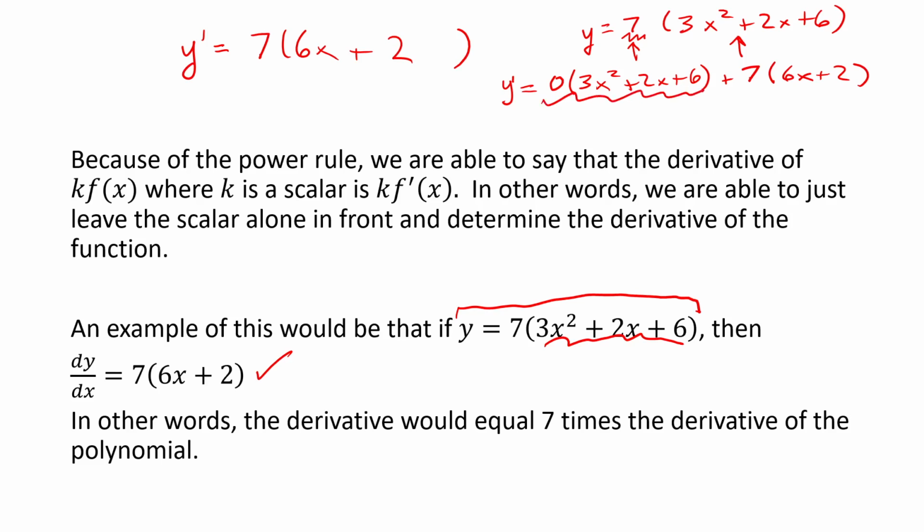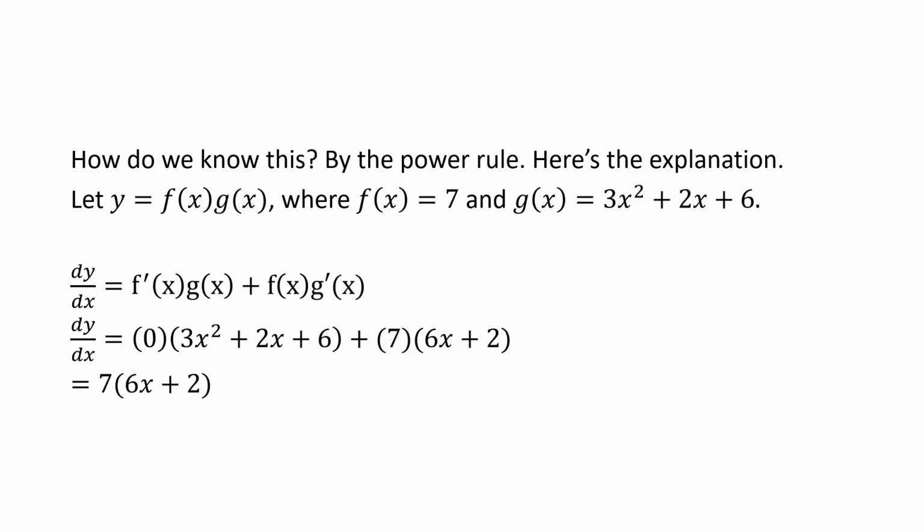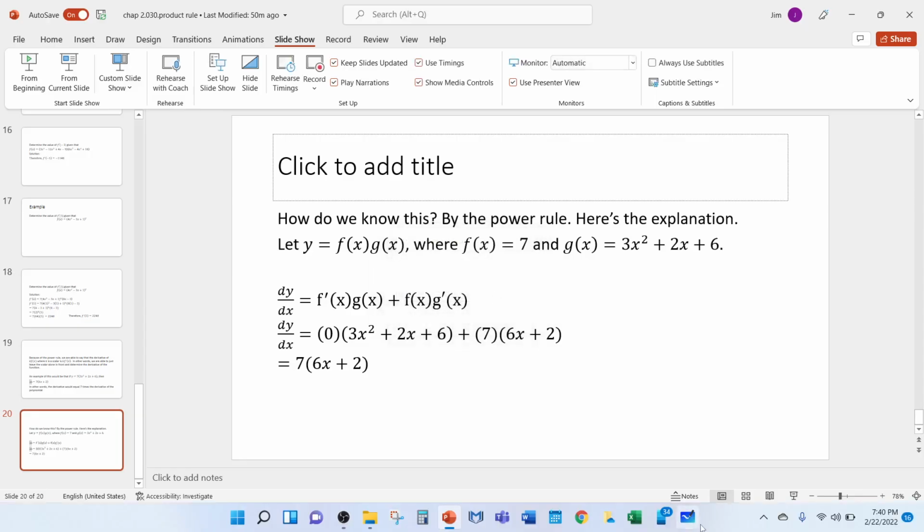Now, this 0 times 3x squared plus 2x plus 6 obviously falls away, and we just get 7 times 6x plus 2. So a lot of times in this course, you'll be asked to determine the derivative of something like 7 times 3x squared plus 2x plus 6, and you'll get used to simply doing 7 times the derivative of the function itself, 6x plus 2. Okay? And again, this is us just showing it a little more neatly. And that's the end of our product rule video.